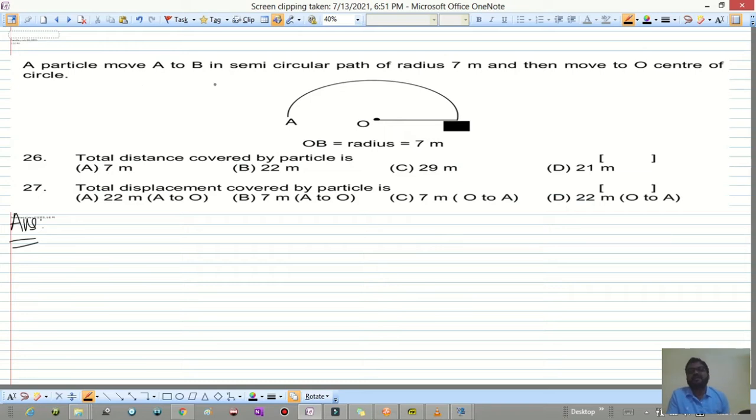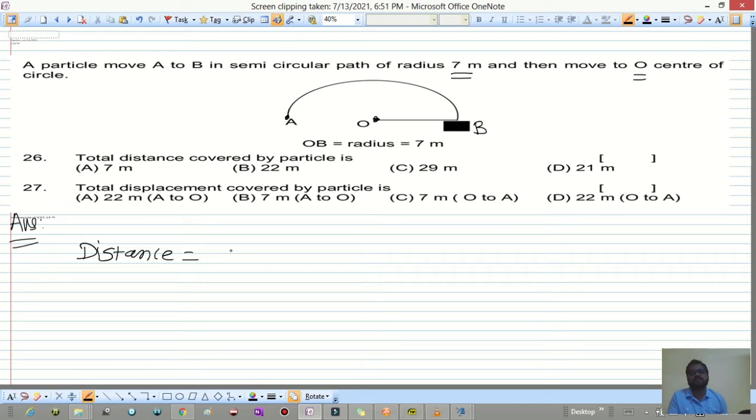Next, a particle moves from A to B in a semicircular path of radius 7 meter and then moves to origin O, the center of the circle. Find the distance covered by the particle here, right? So A to B, this point is B. So from A to B, then B to center O. So distance is the actual path which we have.